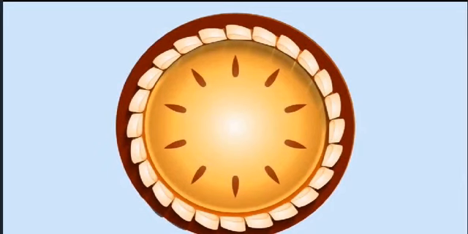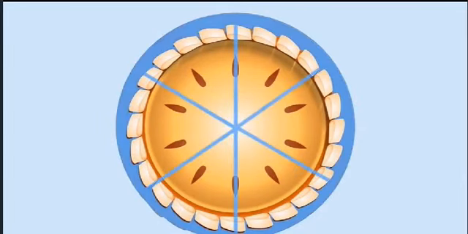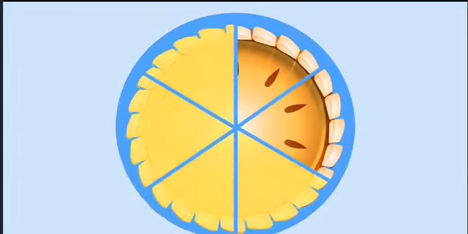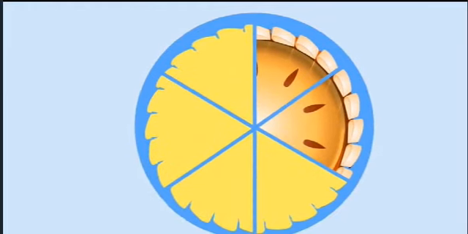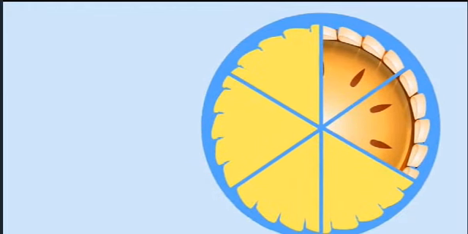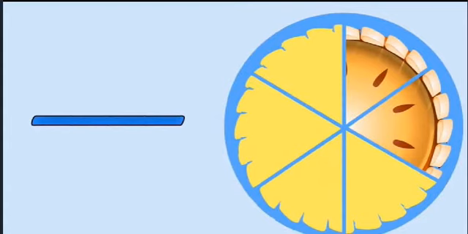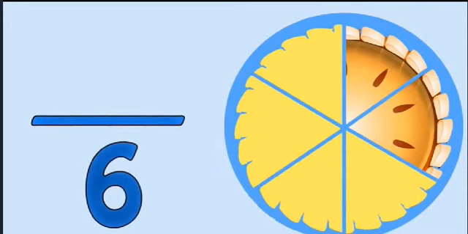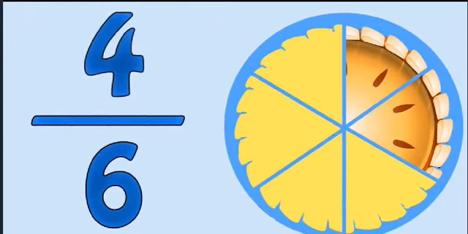Let's try another example. This pie is divided into 6 pieces and you ate 4 pieces of it. If there were 6 pieces of pie and you eat 4, what is the denominator of your fraction? That's right, 6. What is the numerator? Yup, it's 4. That means that you ate 4/6 of the pie.